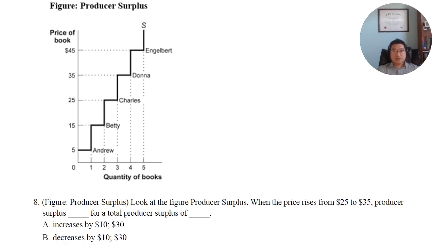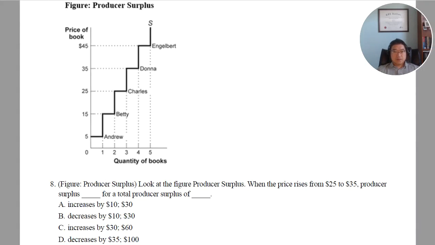And let's look at question 8. Now I need to adjust it a little bit. Alright, we have everything. So look at the figure producer surplus. When the price rises from $25 to $35, so 25 this level to 35 this level, okay? Producer surplus, what kind of change? Increase or decrease? For total producer surplus of how much? So basically after it rises to $35, right? What's the total?